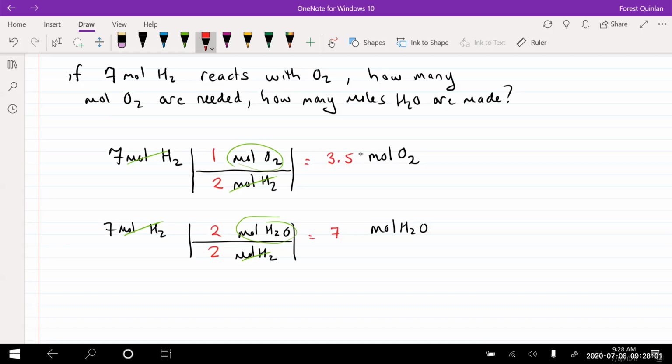Knowing the amount of one thing in a balanced chemical equation, the amount, so the number of atoms or the number of moles, you know the amounts of everything in that equation. If you know one thing, you know them all.